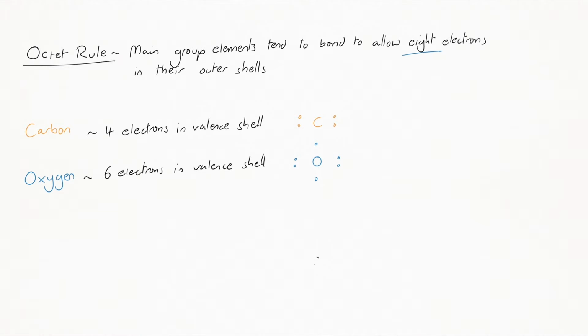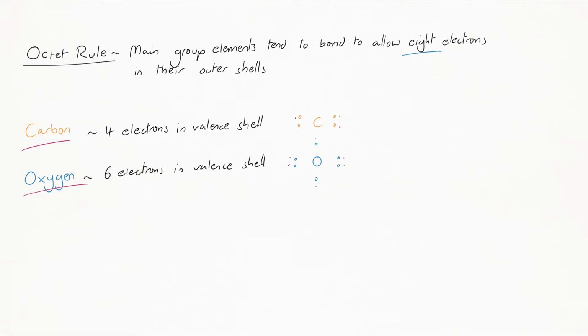We can show this with the example of carbon dioxide. Carbon has got 4 electrons in its valence shell, seen by here, 1, 2, 3, 4. Oxygen has got 6 electrons in its valence shell, 1, 2, 3, 4, 5, 6. In order to become stable via the Octet Rule, carbon would need to gain or lose 4 electrons in the valence shell, and oxygen would need to gain 2 electrons in its valence shell in order to become stable.